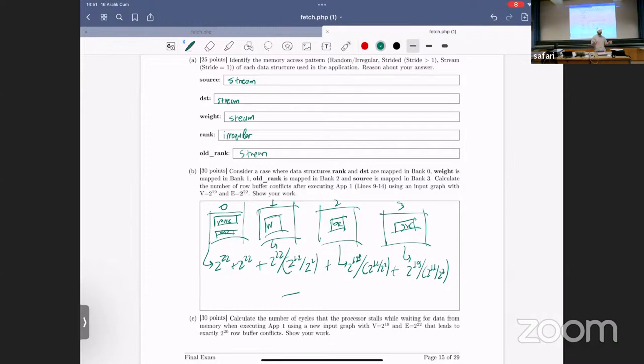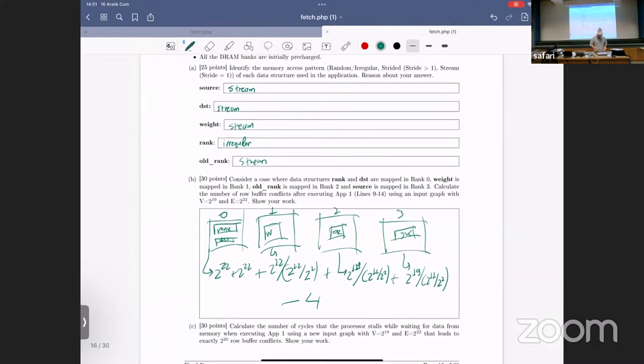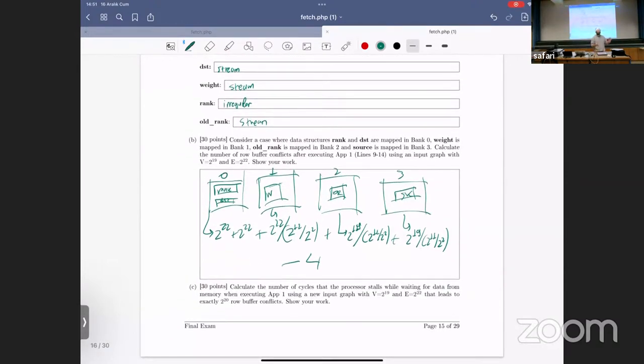In the beginning, all the banks are precharged, so you don't have a conflict, right? So it's minus 4. Be careful with these mistakes. Because we have 4 banks, and all the banks are precharged in the beginning, we don't have these 4 conflicts in the beginning.